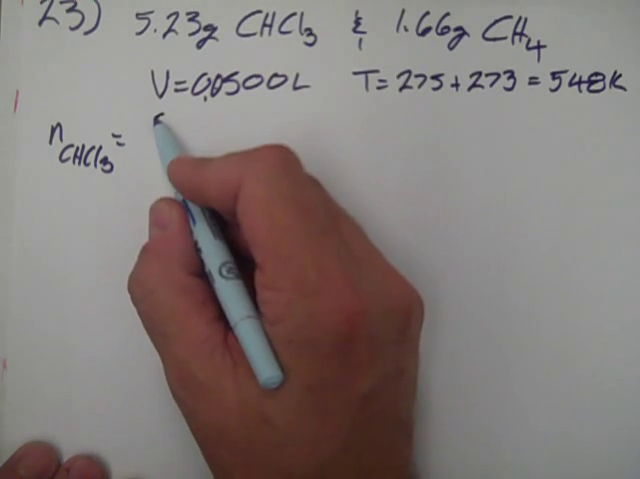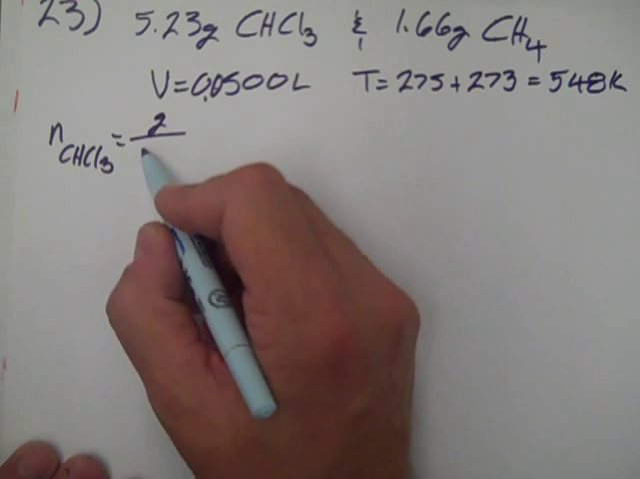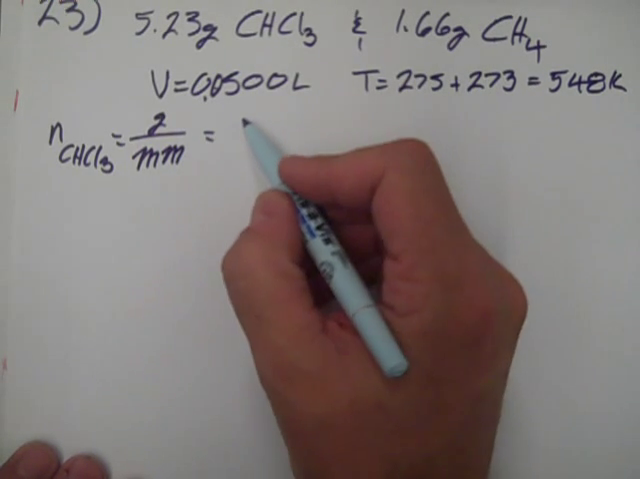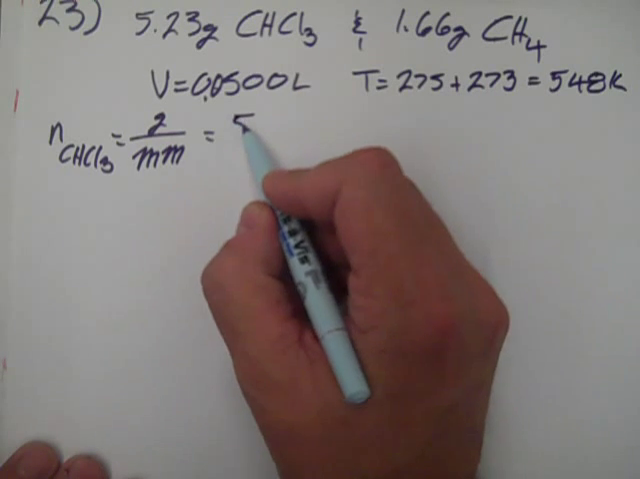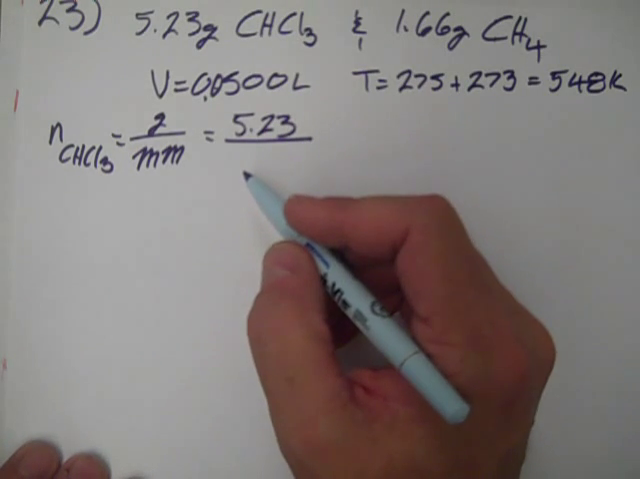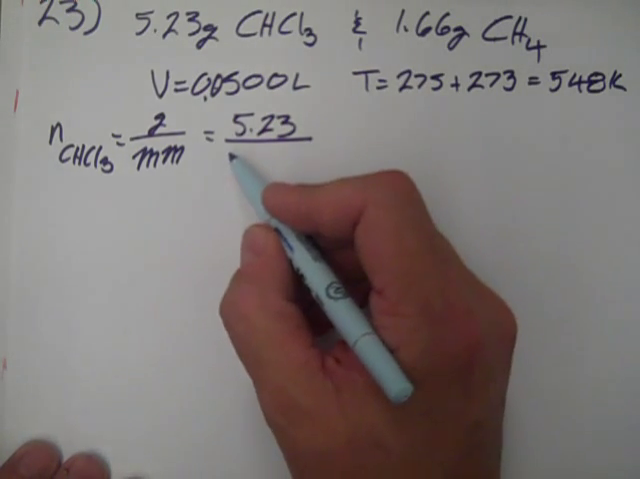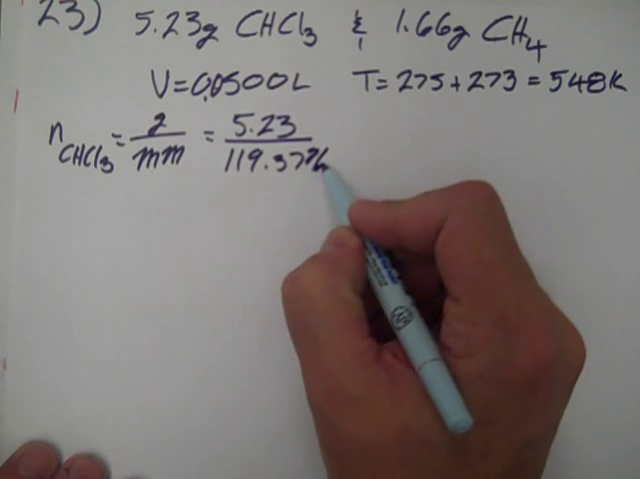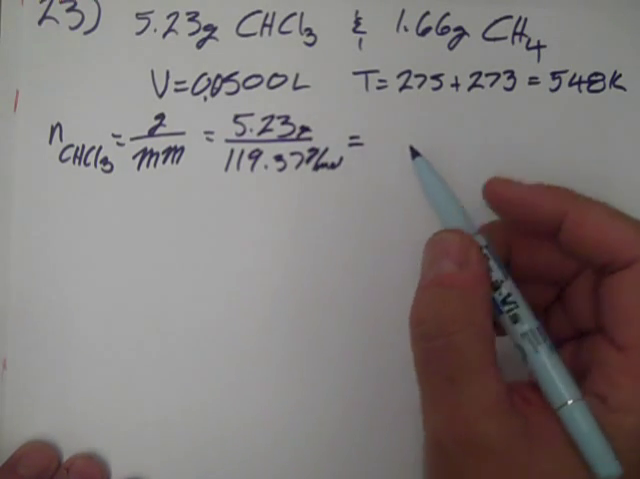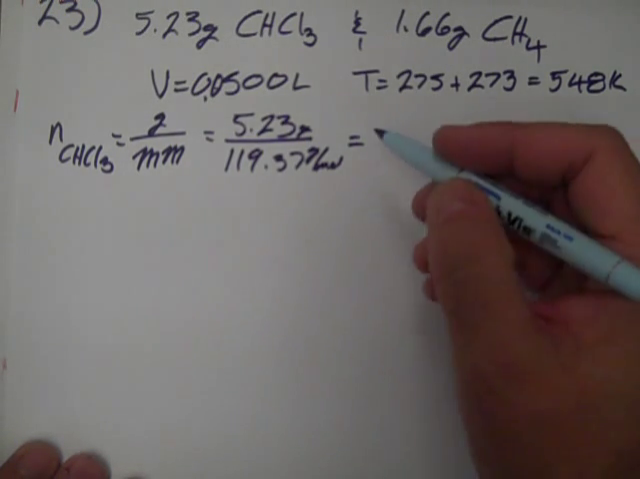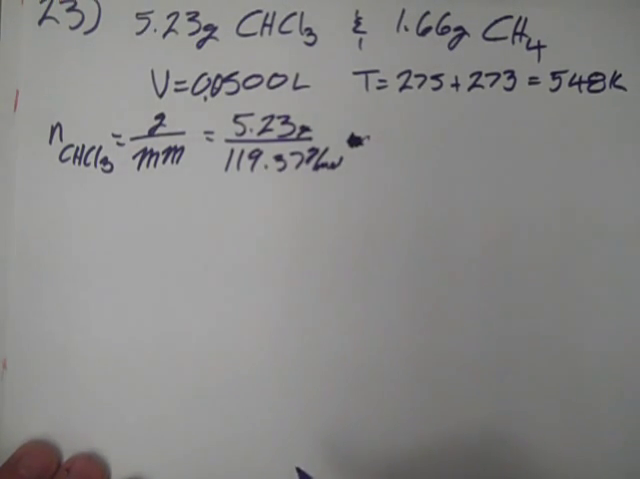and moles equals the mass, so the grams of chloroform, divided by the molar mass. Well, I know this. The grams of chloroform are 5.23 grams. And I use my periodic table to look up the mass of carbon, hydrogen, plus 3 chlorines. And I find the molar mass of chloroform is 119.37 grams per mole. So that will give me the moles of chloroform. And I actually don't need to find that number. I just need to use that number.